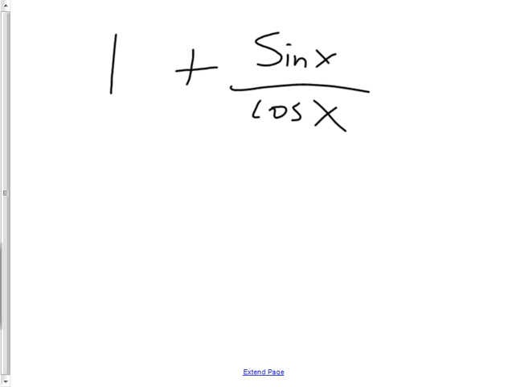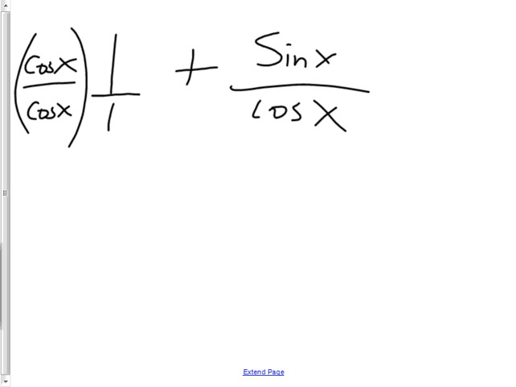Do they have a common denominator? What's the denominator on the 1? Yep. Do they have a common denominator right now? No. How do you get them to have a common denominator? You multiply by something on the top and the bottom. What do I multiply by here? Cosine of x over cosine of x. All right. We're getting somewhere now. Finish it.